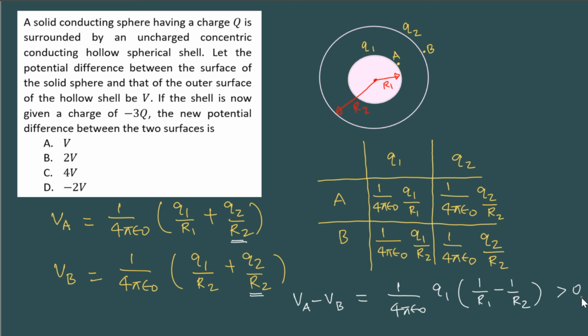Now come back to the question. Initially, the potential difference is V. Now the outer shell is given additional charge. You can do anything to the outer shell, but the potential difference is not going to change. So it is going to be still V.